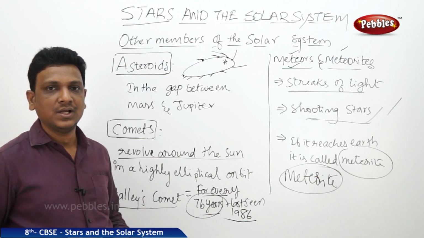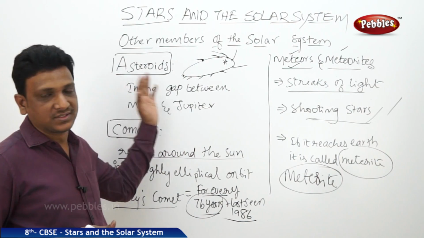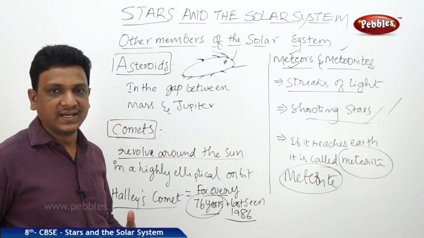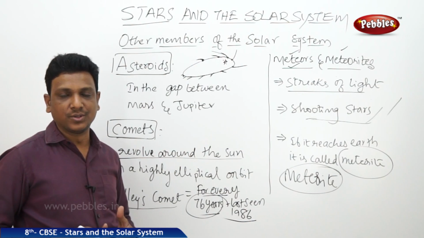So in this lesson, we learnt about the stars, constellations, and the other parts of the solar system, about the sun and the planets and satellites, comets, asteroids, meteors and meteorites.